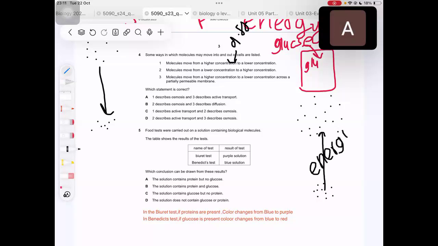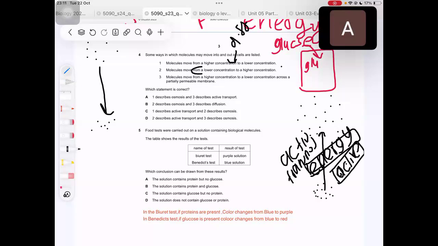That is why we call it active. When a process is meant to be active, that means that process uses energy, right? So to move from a low concentrated area to a high concentrated area, it uses energy, and that's why you call it active transport, right? You can see clearly that it's the opposite of diffusion. And they have said in the second one, molecules move from a lower concentration to a higher concentration. You call it active transport.